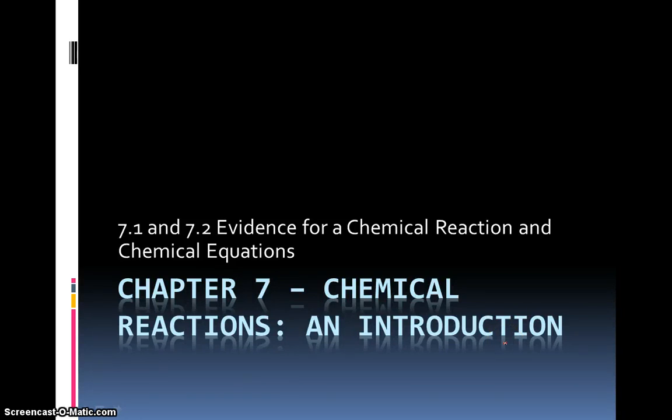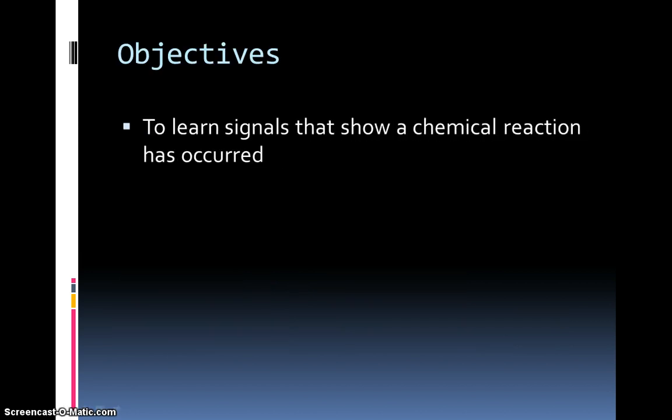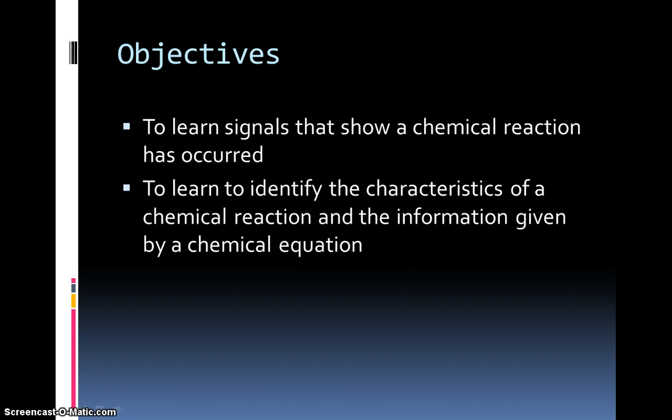Today our focus is going to be on understanding evidence for a chemical reaction and chemical equations. So our objectives for this lecture are to learn the signals that show a chemical reaction has occurred, which are very, very similar to the signs of chemical change we learned in the last chapter, and also to learn to identify the characteristics of a chemical reaction and the information given by a chemical equation.